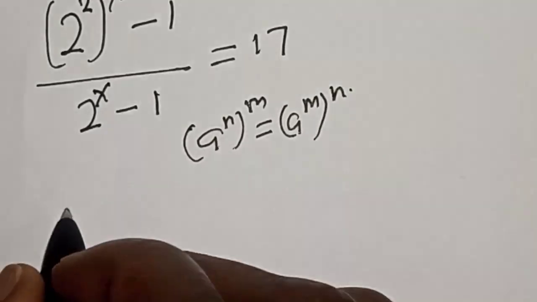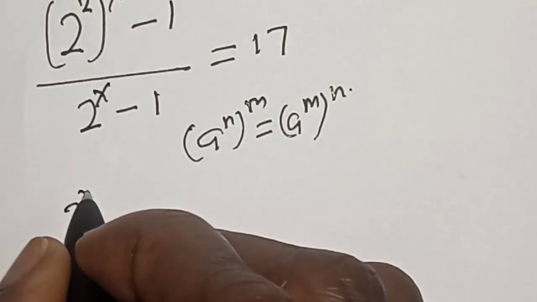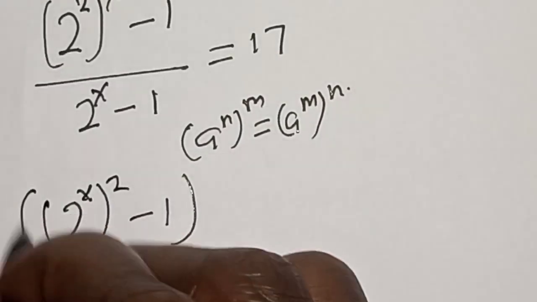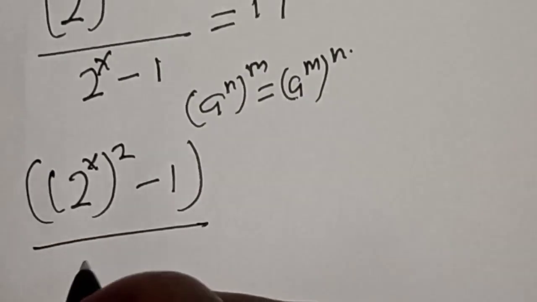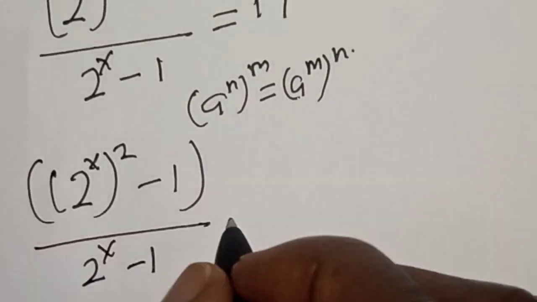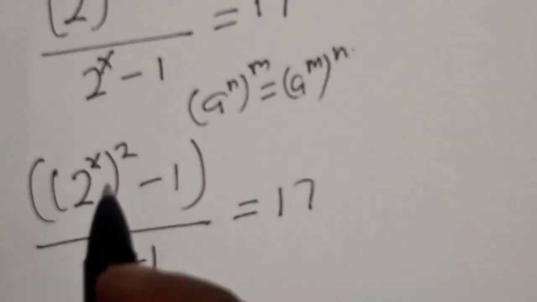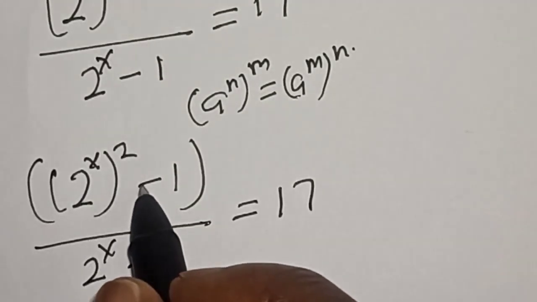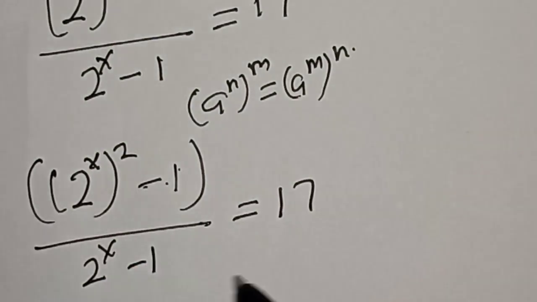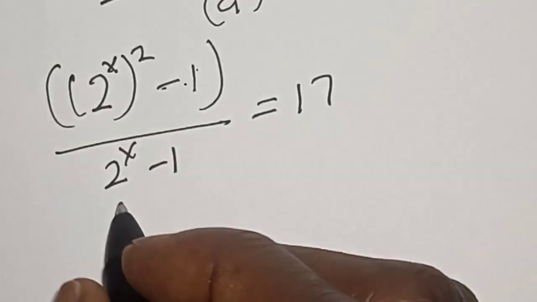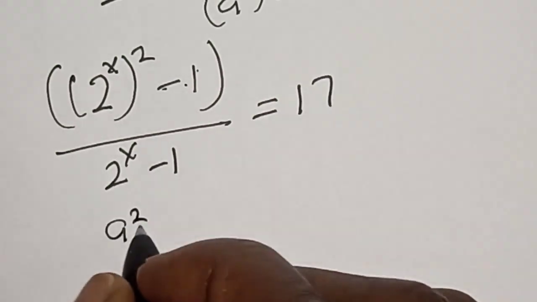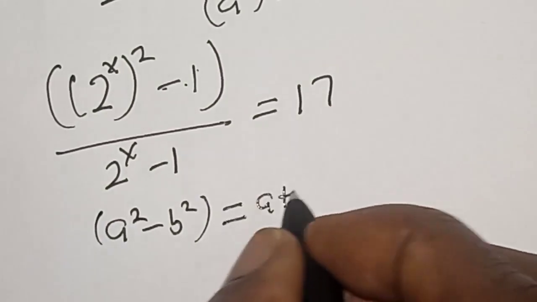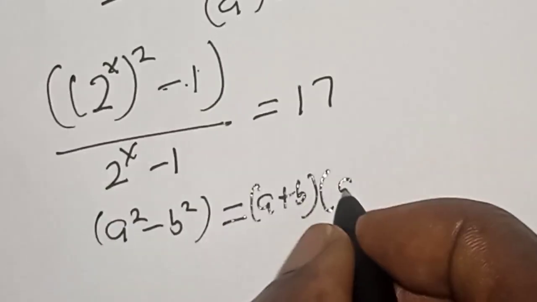Now we have 2 raised to power s square minus 1, divided by 2 raised to power s minus 1, is equal to 17. Then this is a difference of squares: 2 raised to power s square minus 1 is the same thing as 1 square. Know that a square minus b square is equal to a plus b multiplied by a minus b.